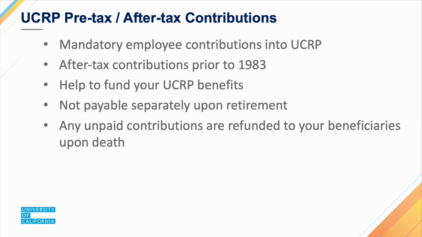Now, in the event of your death and the death of any eligible family member, survivor, or contingent annuitant, if the total UCRP benefit that was paid to you, those survivors, and contingent annuitant is less than the total amount that you contributed into UCRP, along with any accrued interest through the retirement date, the remaining balance would be payable to your named beneficiary.